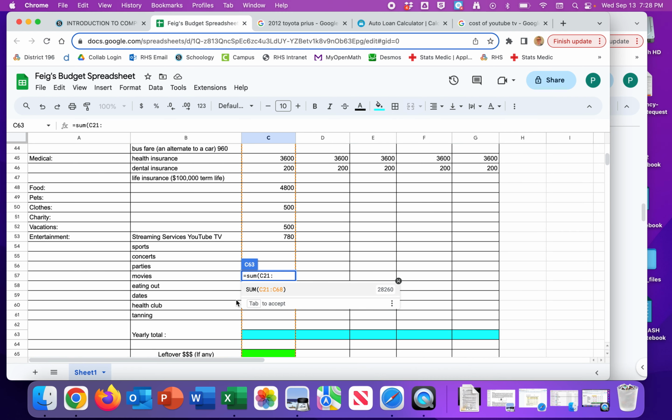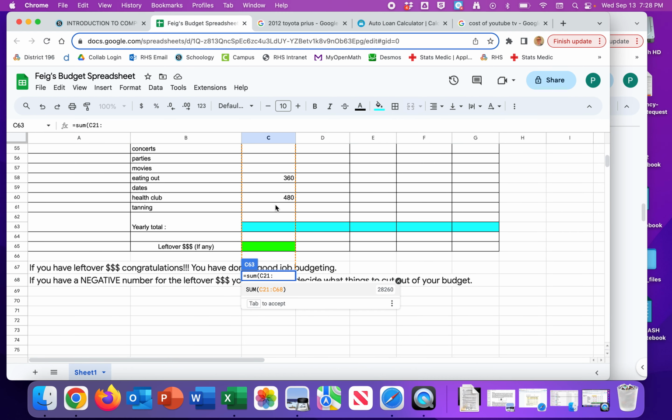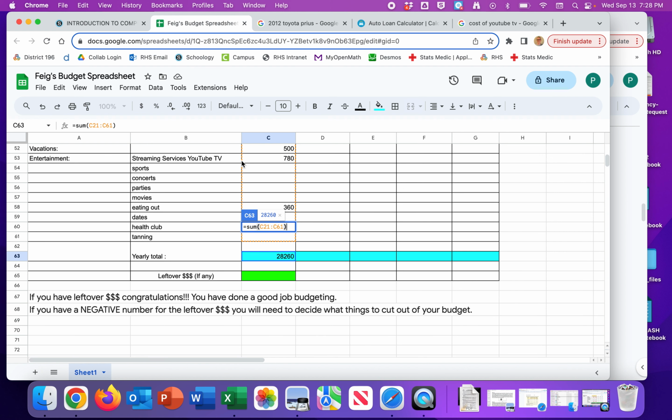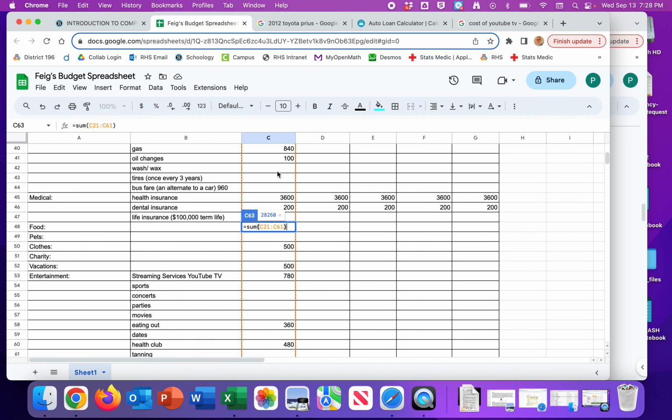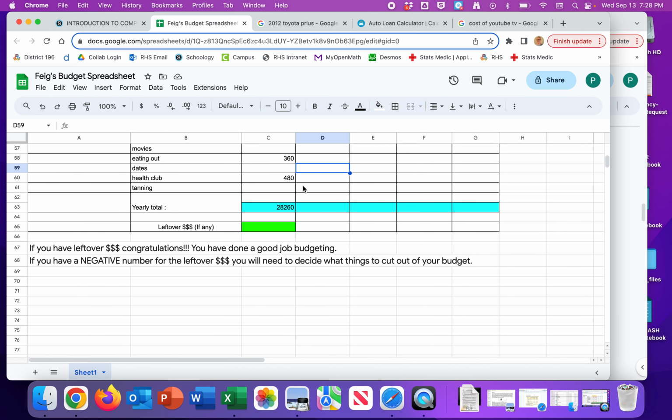Is that the last one? Nope. I want to stop here. C61 right here. C61. Boom. Okay, so I just want to show you where, and if you click on this twice, it will have the orange box around everything that it's adding up. Okay, so that's what I'm spending every single month.